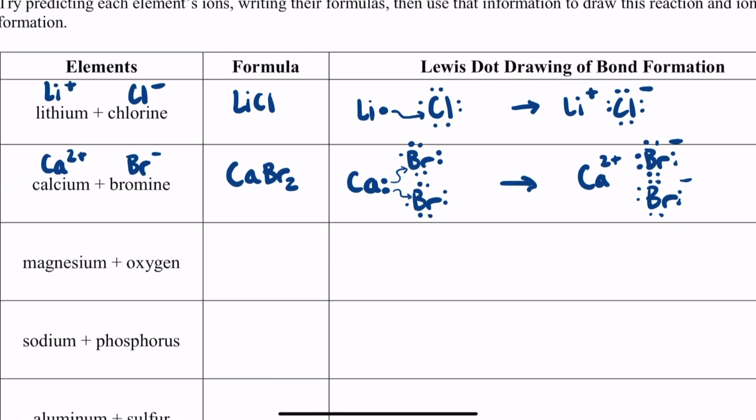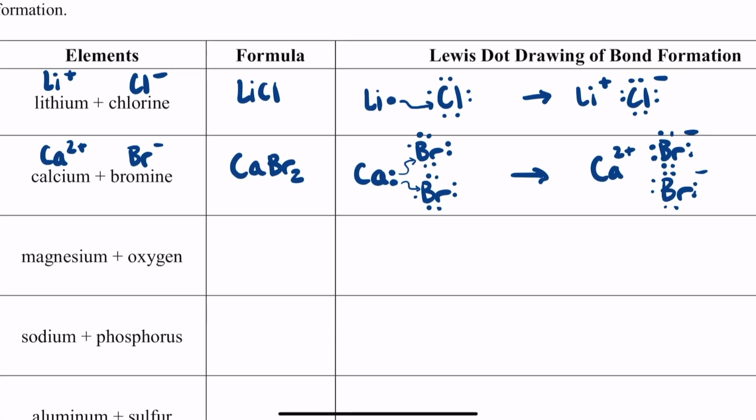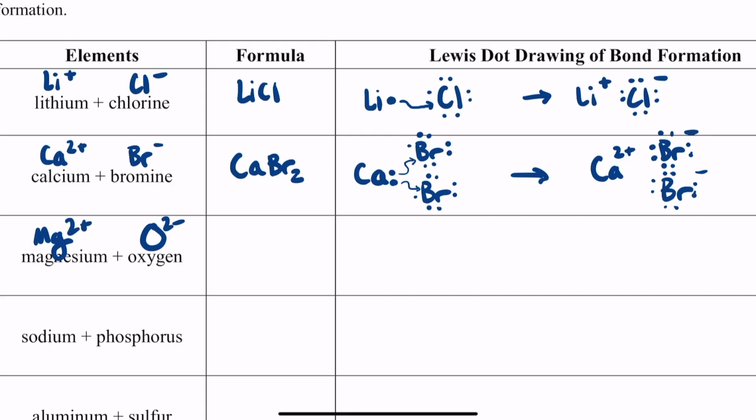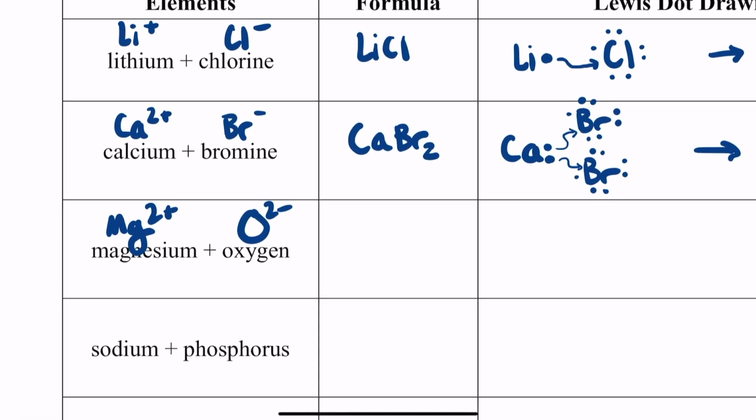Okay, let's look at the next example. Here we have magnesium and oxygen. Magnesium is in column 2A of our periodic table, so it will have a 2 plus charge when it ionizes. Oxygen is in column 6A, so it'll have a 2 minus charge when it ionizes. It's just 2 spaces away from your noble gases, and it's in 6A, so when it gains electrons, it will gain 2 of them. And since 2 plus cancels out 2 minus, I'll probably just do one of each in the formula.